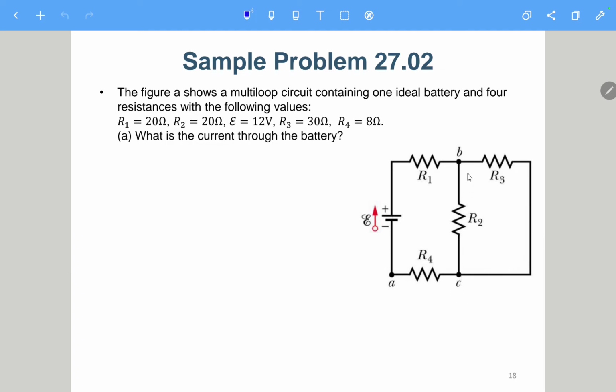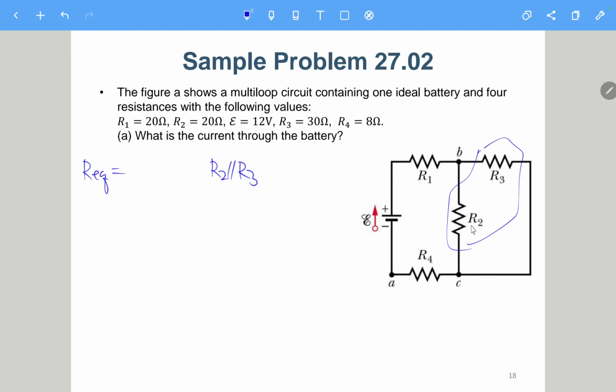So we can see B and C. In between we have R2 and R3. We can clearly see that R2 and R3 are in parallel, because these two nodes are directly connected together. These two nodes are also directly connected together. So R equivalent should contain one term like R2 parallel with R3.